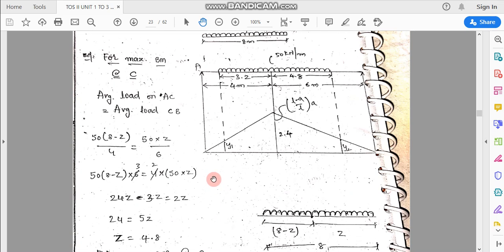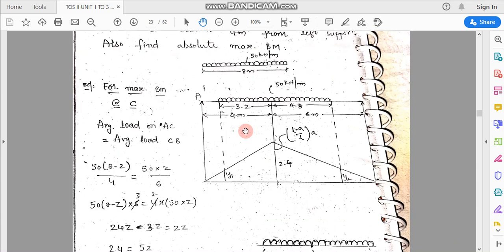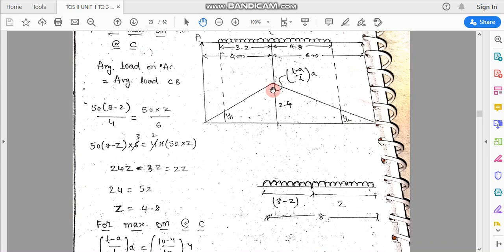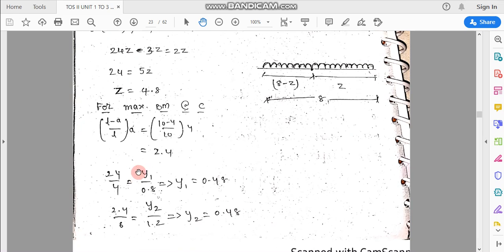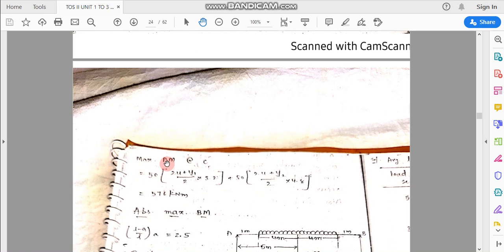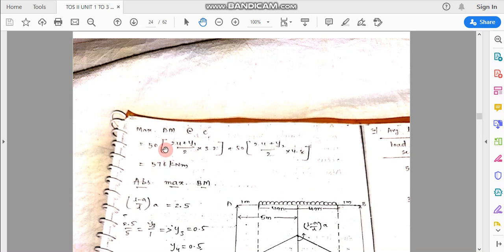So we have to place it at 4.8 meters this way, and here it should be 3.2 meters. Totally you will be getting the UDL as 8 meters. Now at that point you calculate the maximum bending moment for that particular point. You got 2.4 as the ordinate, so multiply with that ordinate and you will get the maximum bending moment at C, which is at 4 meters.